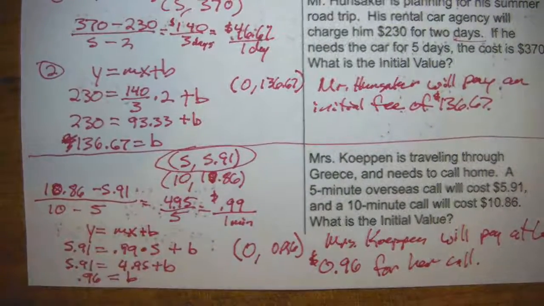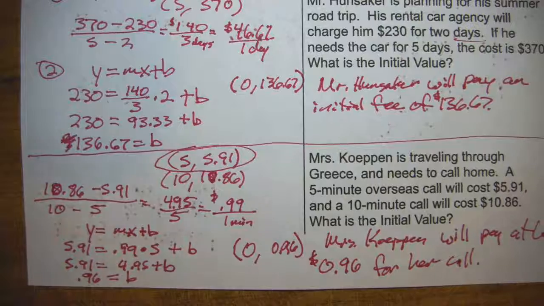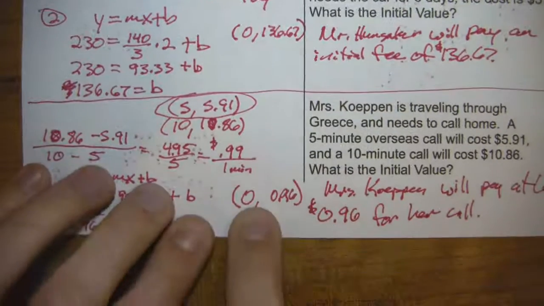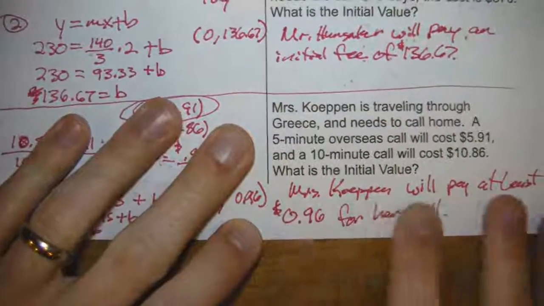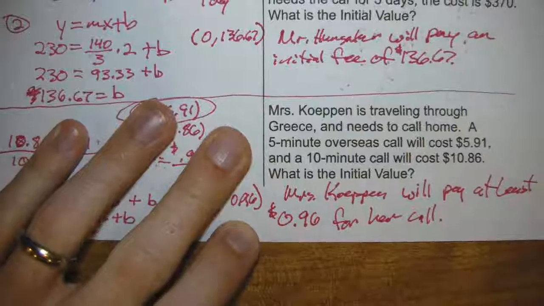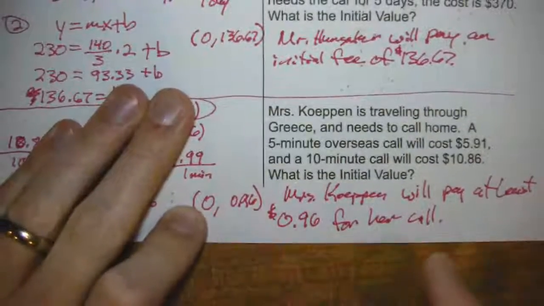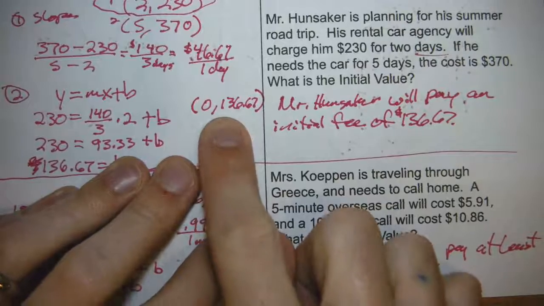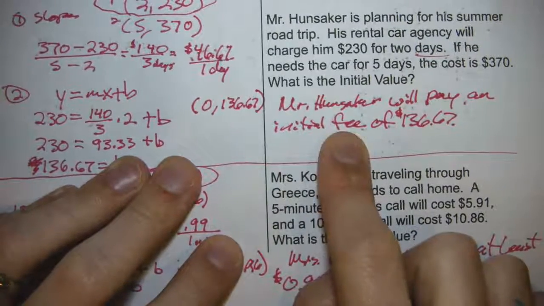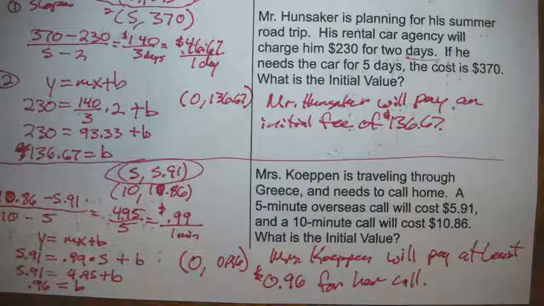So that's what we'll be looking at today. Still looking for y-intercepts, but if we have context, then we'll know it as initial value. Again, all y-intercepts are (0, a number), and then all initial values, we're going to try as best we can to give them context. What do they mean in the real world? So this 0.96 is 96 cents for the phone call, or 136.67 is $136.67 for that initial fee, for example.